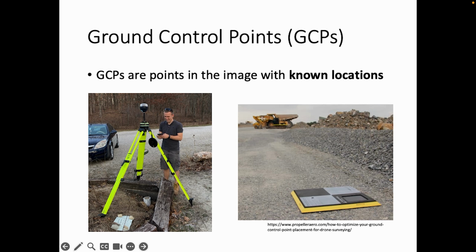Let's talk about ground control points. These are, of course, GCPs. GCPs are points in the image with known locations. So these are flags that we put out on the ground, and then we're going to essentially tag those flags with a known location, which we get from, let's say, an RTK GPS.